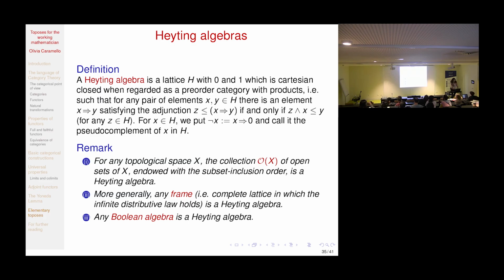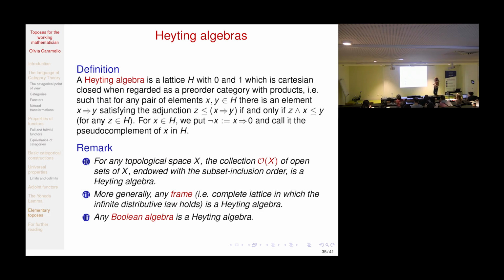But before that, let's pause a moment for introducing another important notion, the notion of Heyting algebra. If we have a lattice, we can regard it as a preorder category. So a lattice which, when it is regarded as a preorder category, is a Cartesian closed category, is called a Heyting algebra. Of course, Heyting algebras existed well before the introduction of categories, but it is a nice way of presenting this notion in categorical terms.